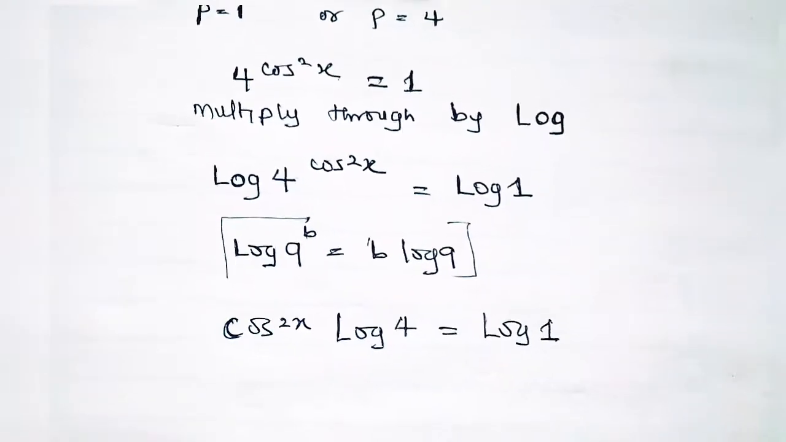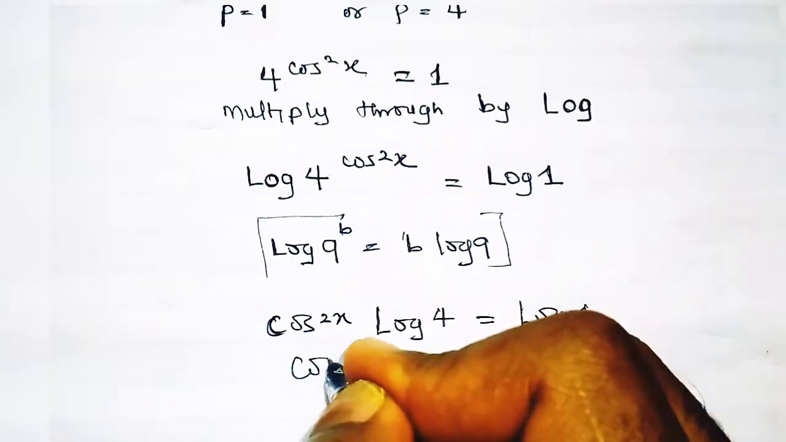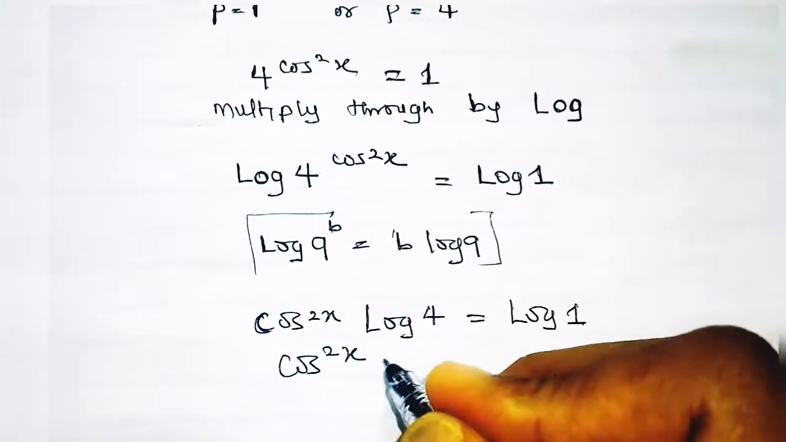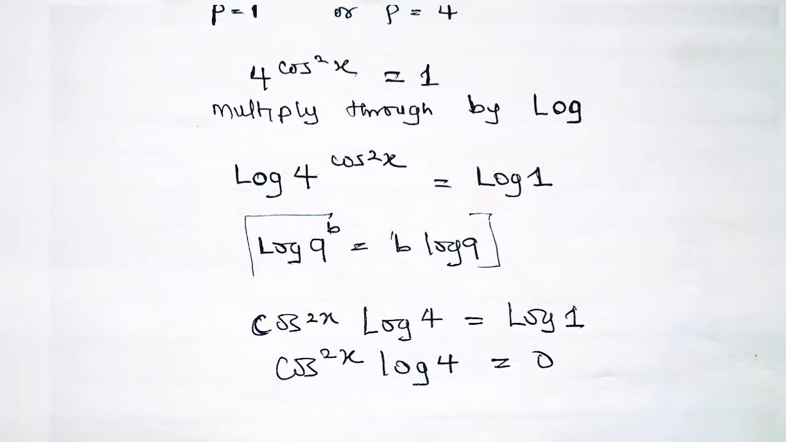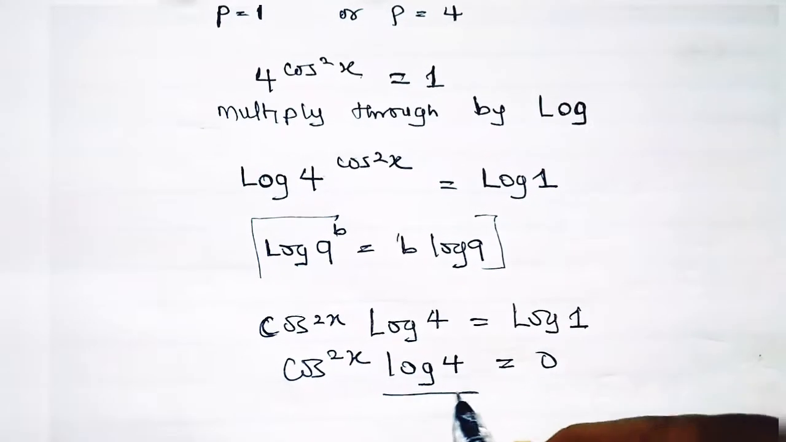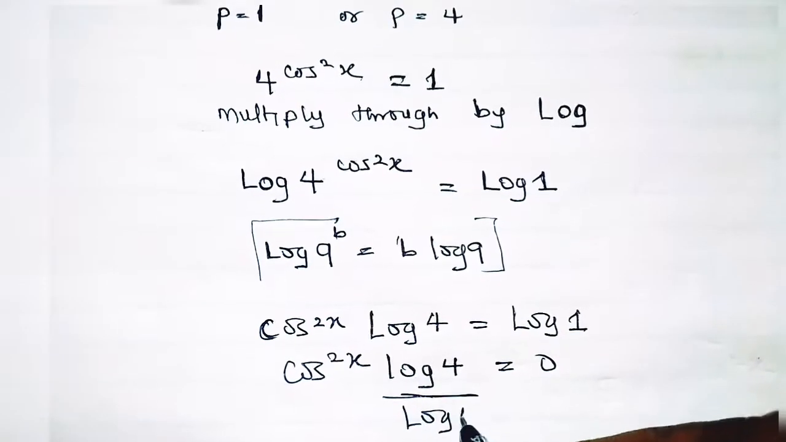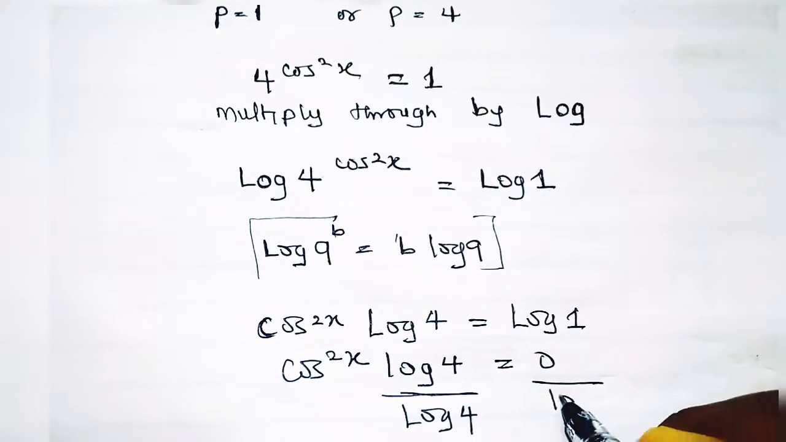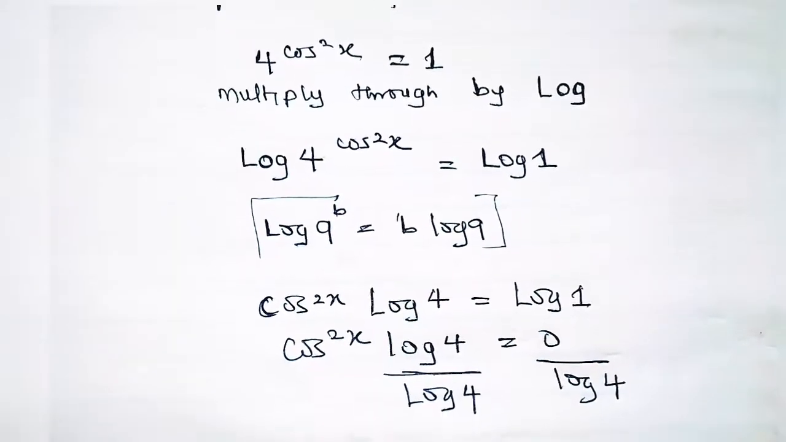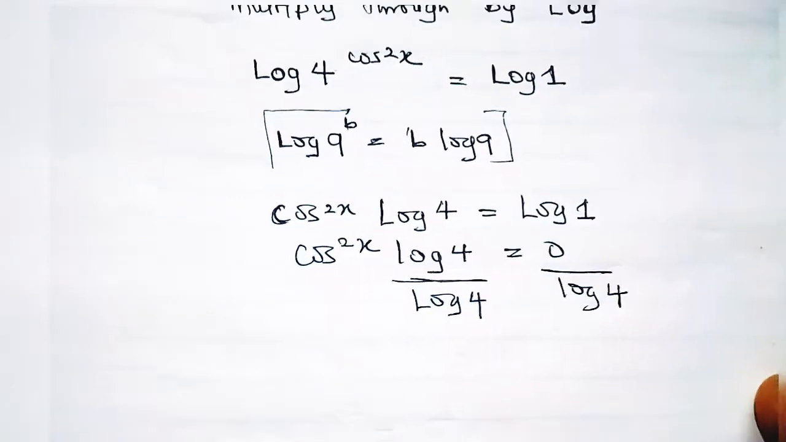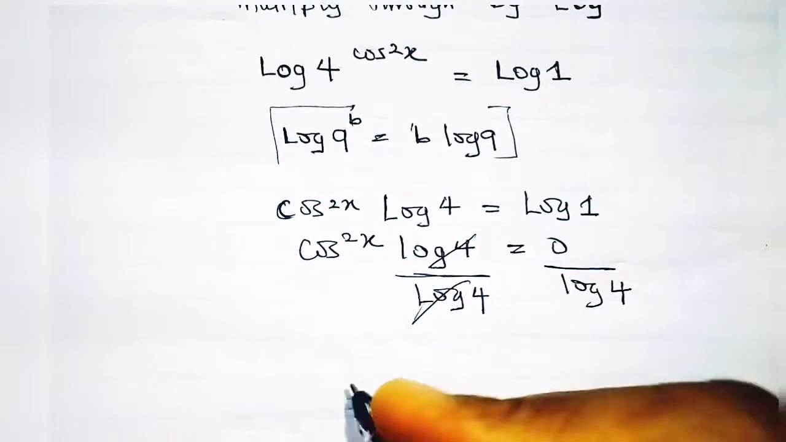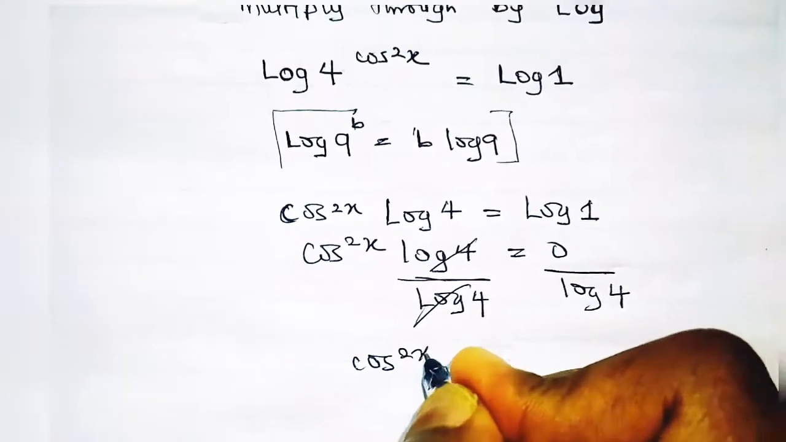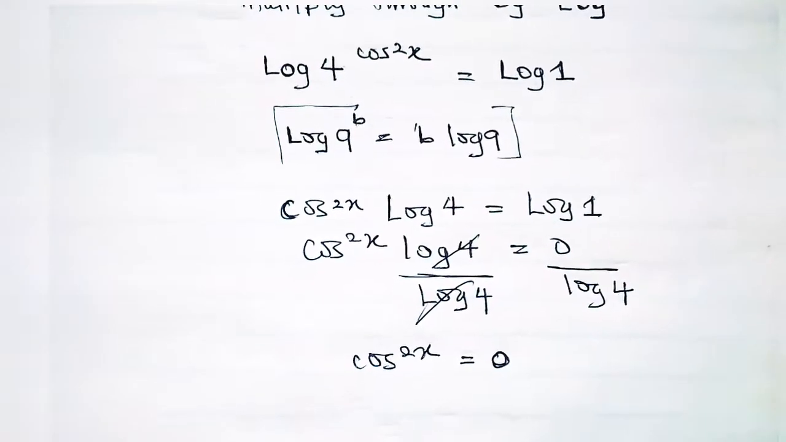We all know that log 1 is 0, right? So this is cos square x log 4 equals 0. So I'm just going to be dividing through by log 4 because I'm looking for the value of x. Then I'm going to be having 0 divided by log 4 is also 0. So this cos square x equals 0.